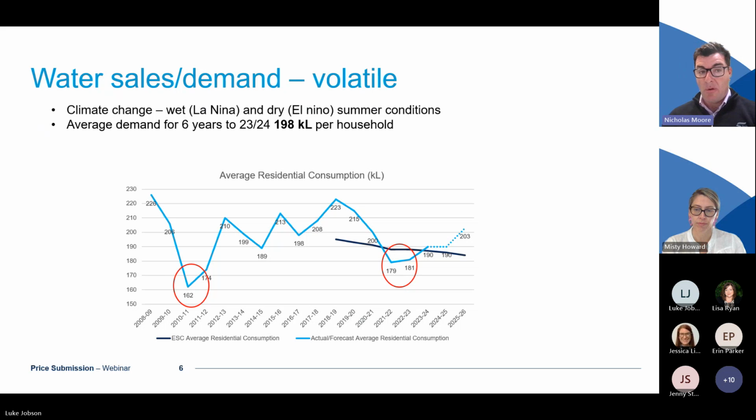One of the really important things around climate change is how volatile our sales are, as you can see from that graph. So that's a really important consideration for North East Water, what our future demand profiles look like.